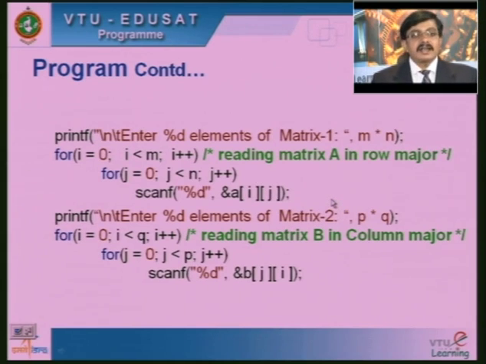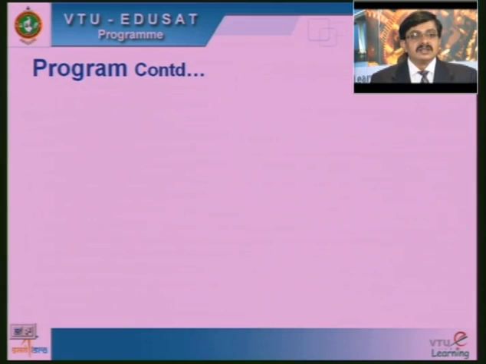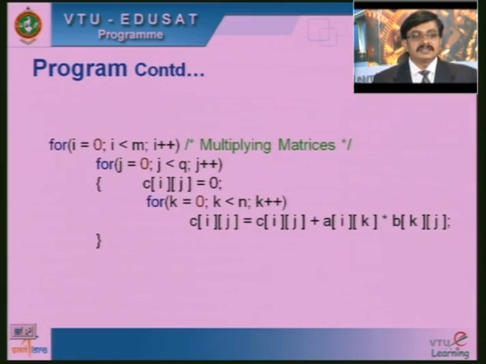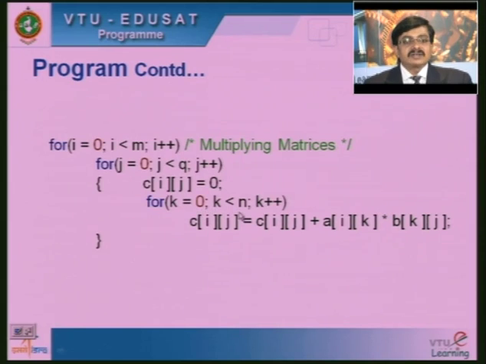Now after having read the elements of matrix A and matrix B, we are supposed to compute the product of these two matrices. So the code for the product is: for i equal to 0, i less than m, i plus plus; for j equal to 0, j less than q, j plus plus; then I initialize here within the j loop. Initially the element c of i j is initialized to 0, and then for k equal to 0, k less than n, k plus plus, I perform n number of multiplications, and I add up the products to get the element c of i j.